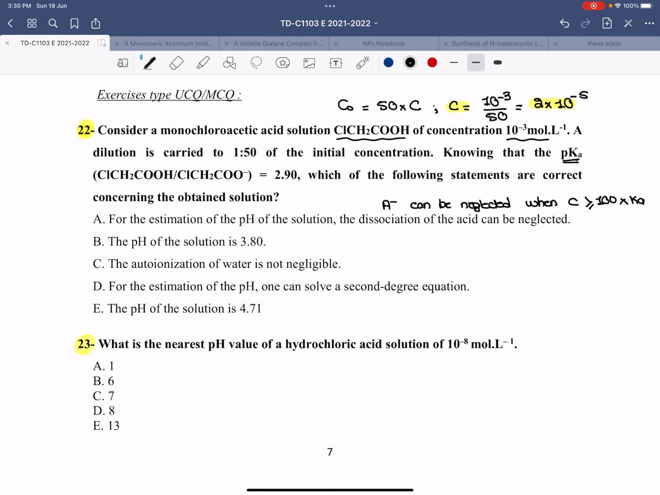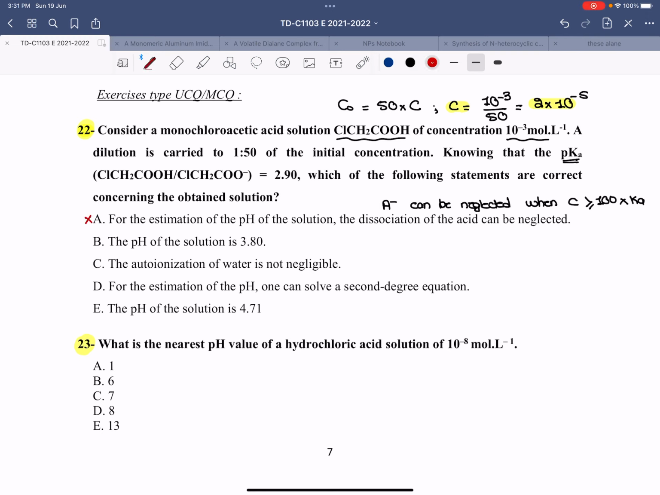Surely 10 to the negative 2.9, because this is your pKa. Is the concentration greater than 100 times 10 to the power negative 2.9? Meaning, is it greater than 10 to the power negative 0.9? No, it's not. So this is not correct.